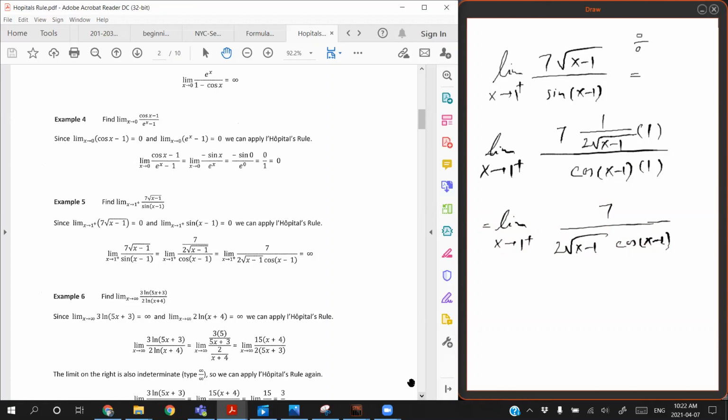Now, at this point, if I plug in 1 into this, I'm going to get cosine of 1 minus 1. That's cosine of 0. That's going to be 1. And here I get 0 plus, because imagine that you have x minus 1 and x is something greater than 1 but very close to 1. That's the meaning of this. So x could be something like 1.001 or 1.0001. So something very close to 1 but to the right of 1. So what happens to x minus 1 then? That's going to be something very close to 0 but positive. And root of something very close to 0 but positive is going to be something very close to 0 but positive. So generally the denominator is going to be 7 over 0 plus, which is going to be positive infinity.